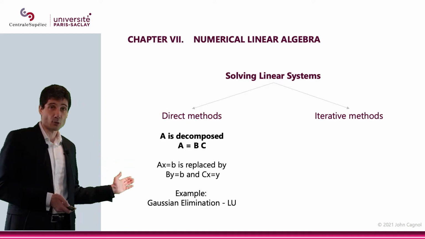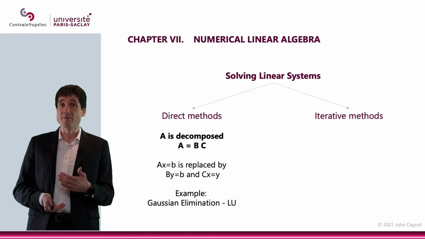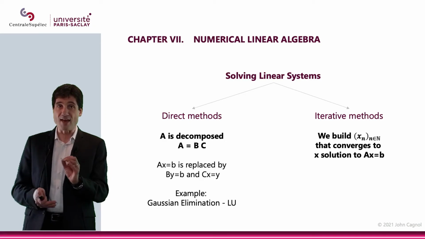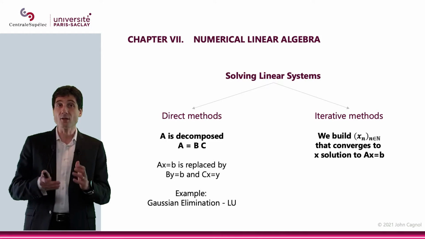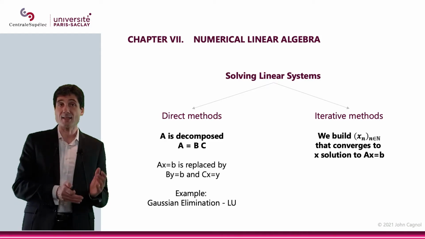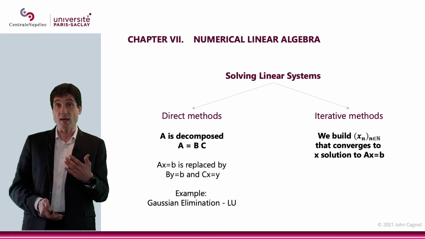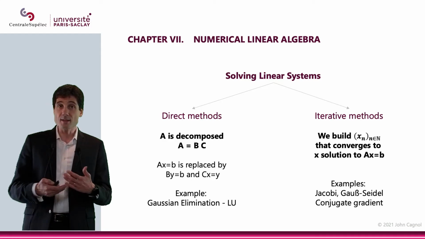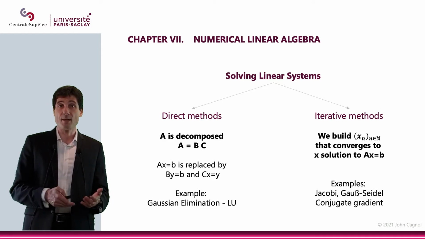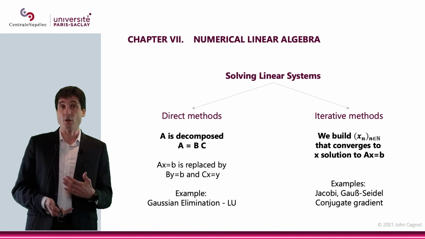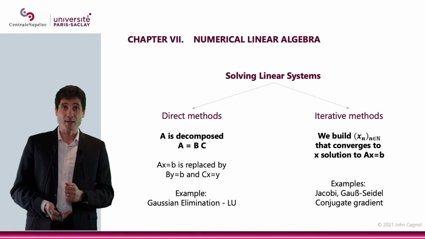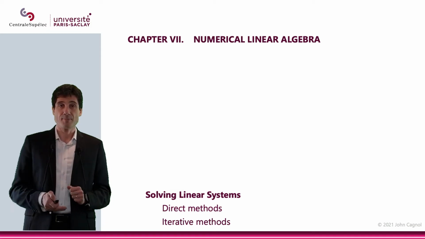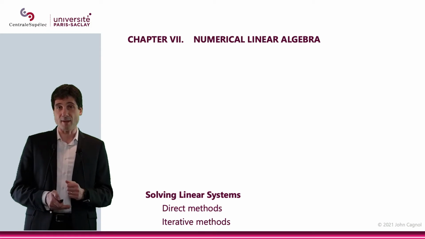The other type of strategy that we can put in is iterative methods. Iterative methods build a sequence of vectors x_n that will converge to the vector x that is a solution to Ax equals b. We will see a few examples, Jacobi, Gauss-Seidel. We'll also talk about the conjugate gradient. Okay, so that's one thing we want to do, solving linear systems. And we'll see direct methods and iterative methods.